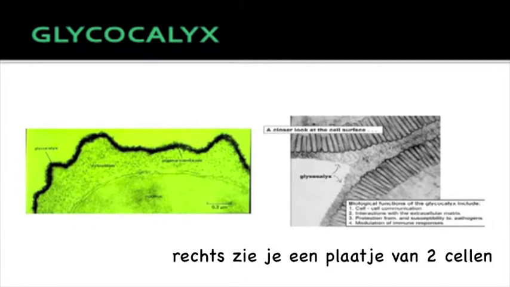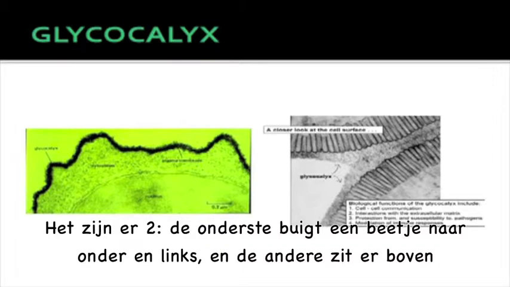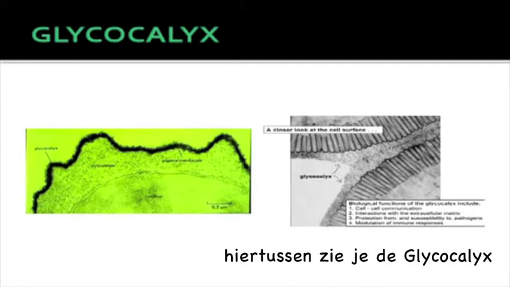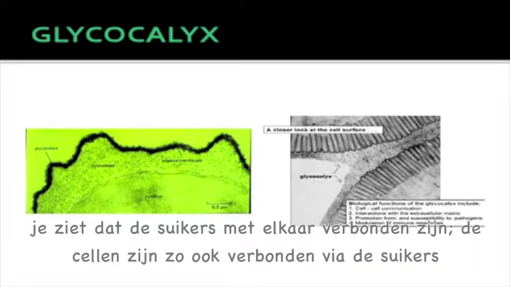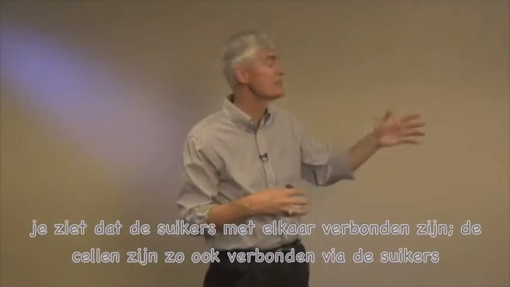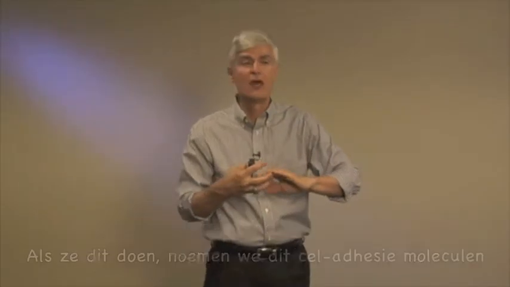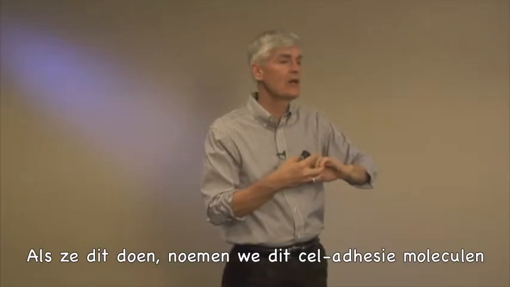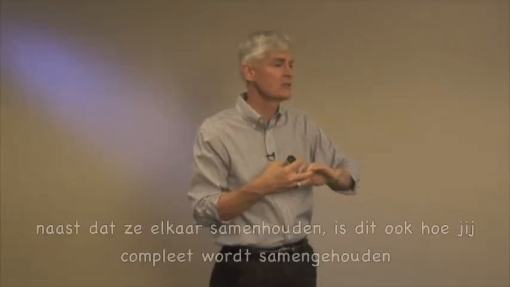On the right, you'll see an illustration, a picture of these cells. There are 2 of them, one cell membrane kind of arcing down to the left, and the other one on the top. In between that, you'll see the glycocalyx. You'll see that those sugars are connected to each other. The cells are connected via those sugars. When they are doing this, we call them cell adhesion molecules.